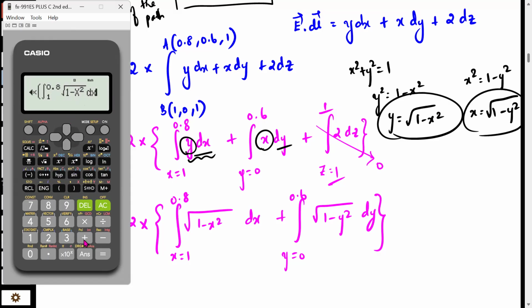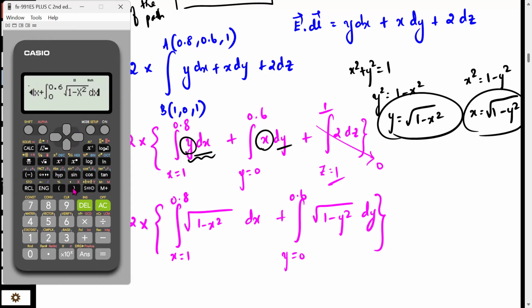Then we have to type the second integration. The second integration variable is y, but still we should type in terms of x because we have all the functions in terms of x. So we should type in terms of x. That also will become under root 1 minus alphabet x square. The lower limit here for this case is 0 and the upper limit here it is 0.6.